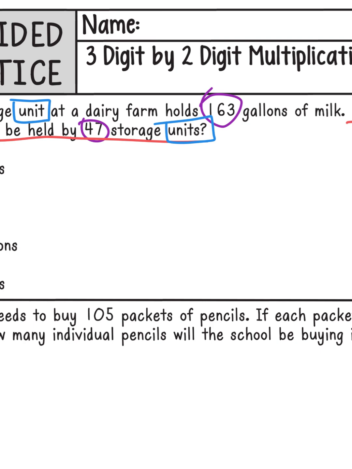How many gallons can be held by, it gives me more than just 1 unit. It tells me 47 units. So that means I've got to multiply. I've got to do 163 times 47. And you just multiply whatever way you like to multiply. Good.